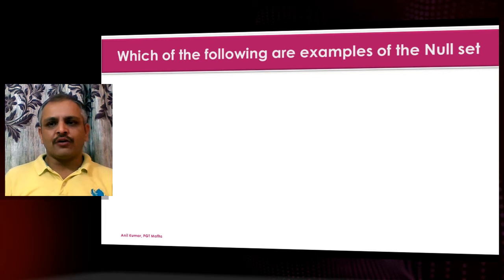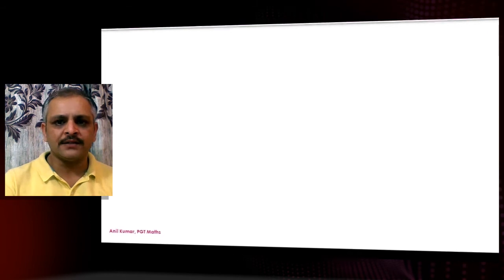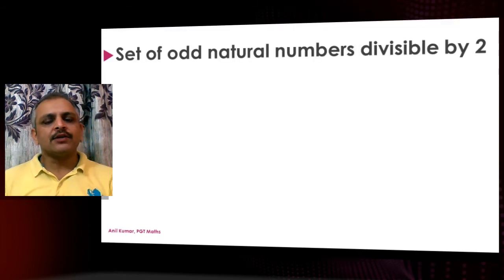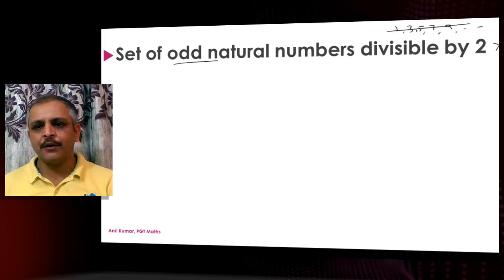So now we have to solve some examples. Which of the following are examples of the null set? The set of odd natural numbers divisible by 2. Dear students, as you know, odd natural numbers are 1, 3, 5, and so on. But none of them is divisible by 2. So yes, it's an example of the empty set.